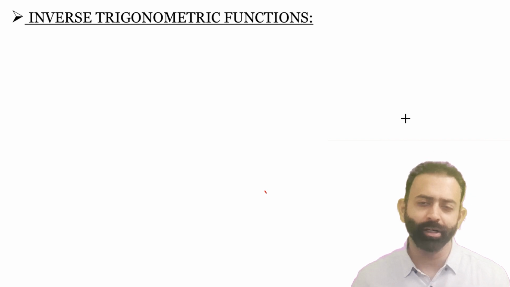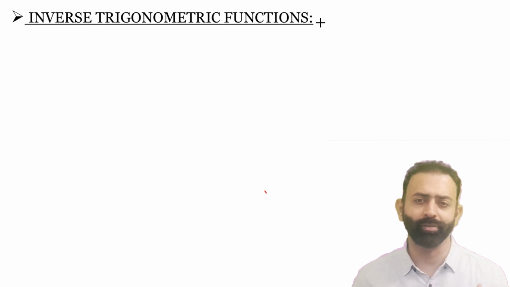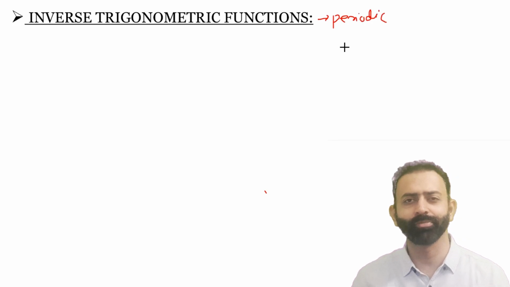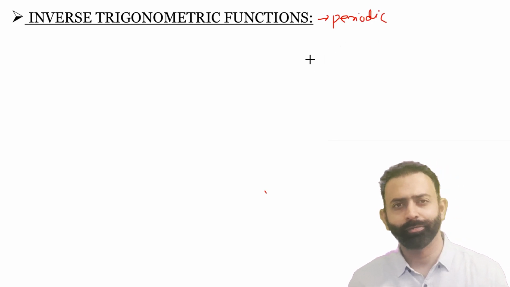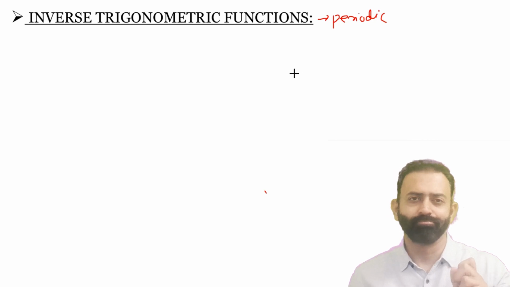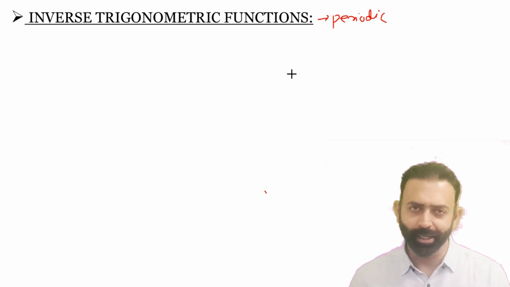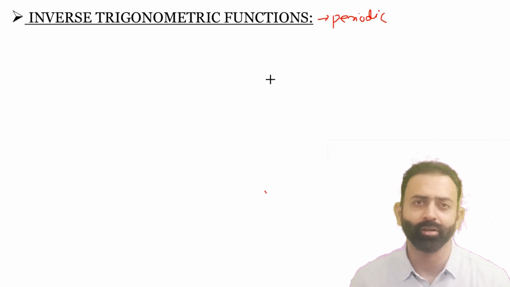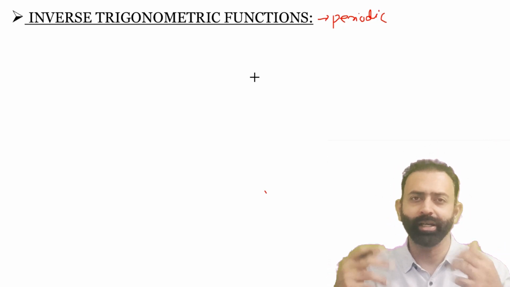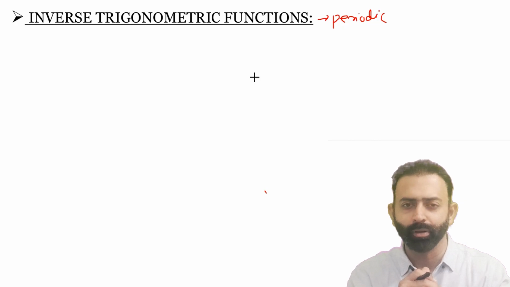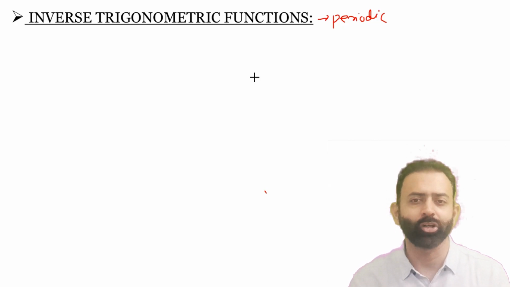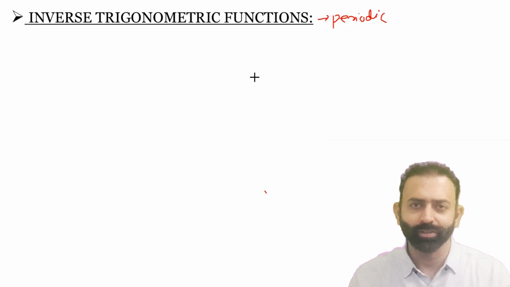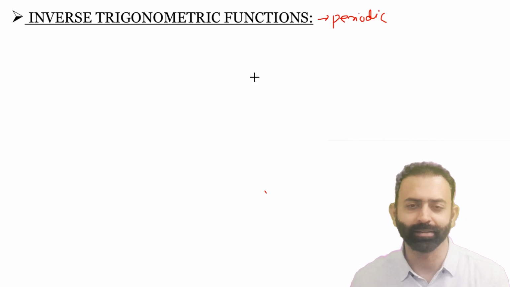So, inverse trigonometric functions. As we know, trigonometric functions are all periodic functions, meaning after a certain interval of the angle, their value keeps on repeating, right? Meaning that all trigonometric functions are many to one. On multiple inputs, they get a single output. So how to find the inverse of these trigonometric functions? This we will learn in this lesson.